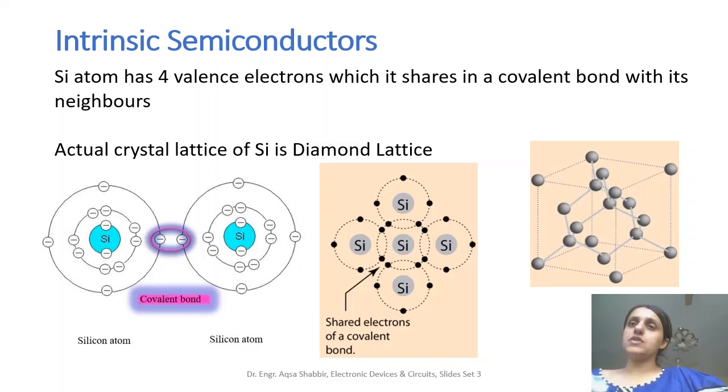This way, of course, a silicon atom is able to complete its valence shell and acquire that atomic stability which atoms want to achieve. Now this image in the middle, or the one here on the left, are simplified representations of the covalent bonds existing inside a semiconductor. In reality, silicon has a diamond-like crystal structure, which is shown here on the extreme right.